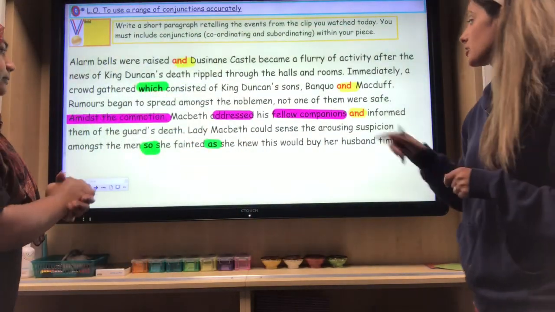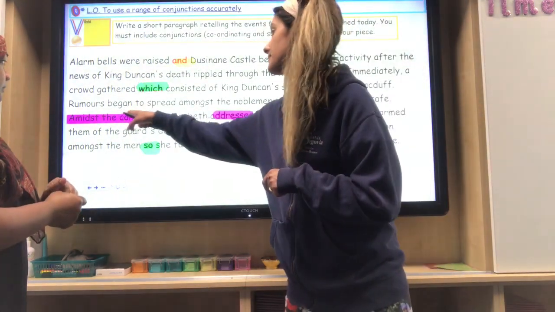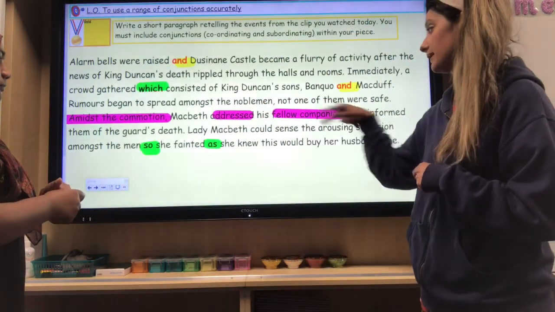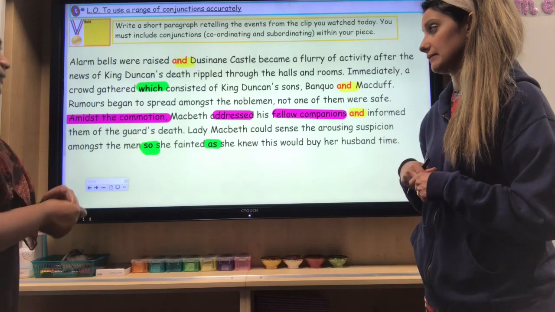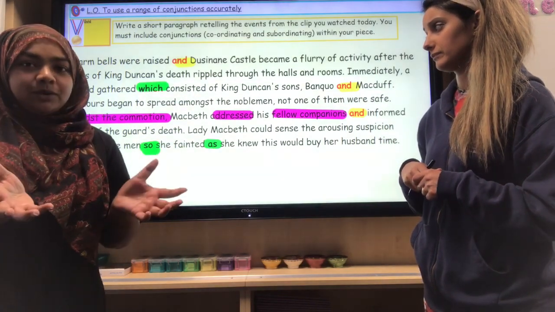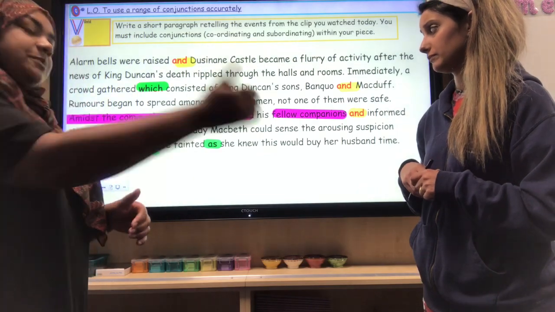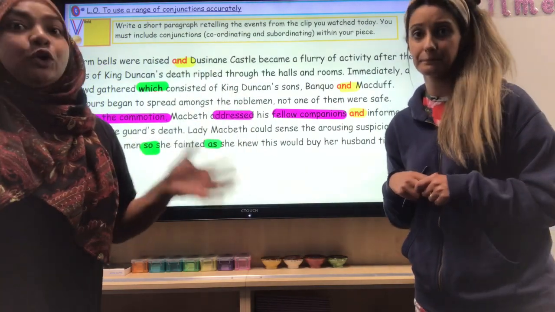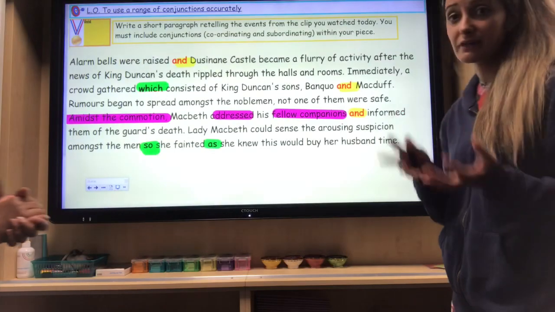Yeah, great. So if you were to summarise this, Miss Mia, amidst the commotion, Macbeth addressed his fellow companions, how would you summarise what that means? So I would say the following. I'd say in and amongst all the trouble, Macbeth still managed to speak to the people, even though there was a lot going on around him. Yeah. So hopefully that's helped address something.